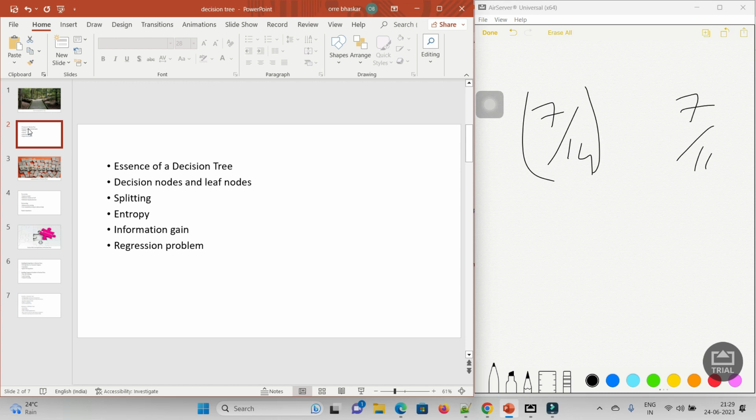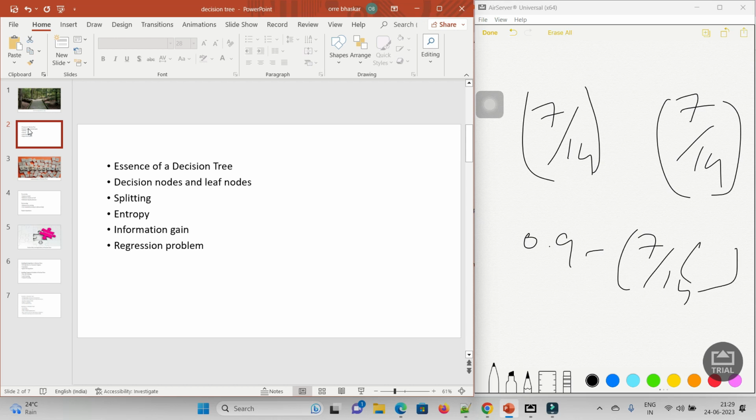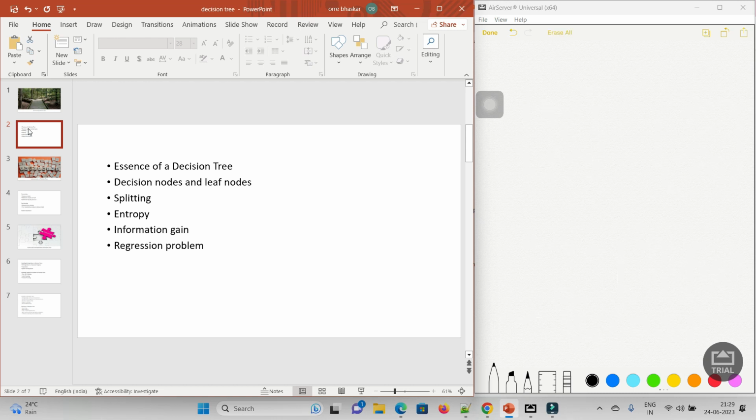7 by 14. And so the formula goes like, as we have seen, 0.9 minus 7 by 14 into entropy of normal, which is 0.98, minus 7 by 14 into entropy of high, which is 0.59, and the final value will be our information gain, IG. I hope this is clear.